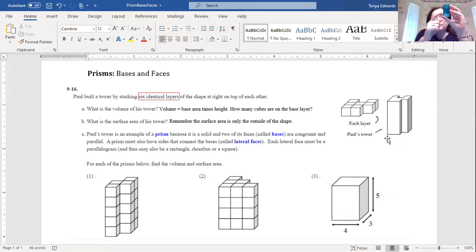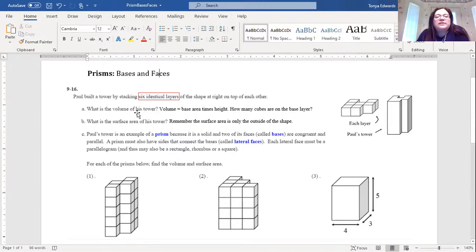And the faces have to be parallelograms. So they're rectangles, squares, rhombus, or a regular old parallelogram. So if we took this and kind of smushed it sideways and bent it over, it would still be a prism. And we'll have an example of that a little later.